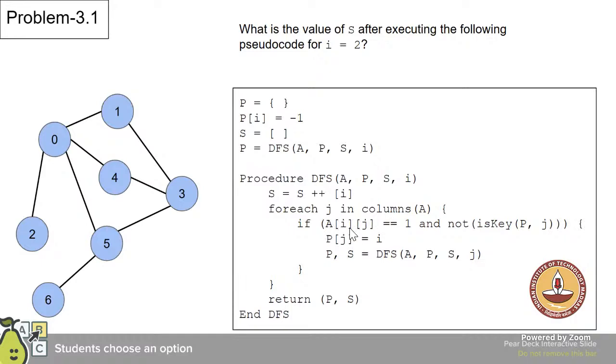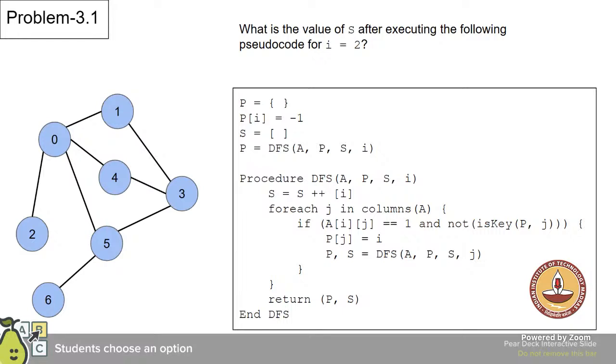So if A of ij equals 1, and if it is not a key in our dictionary, then we should mark that node as visited, and P of j equals I, that is, we are visiting from I. For each j in columns of A, that means it will be 0, 1, 2, 3, 4, 5, 6. Starting from 0, we will see if A of 0, 0 is equal to 1. So 0, 0 is not connected, it will be 0.